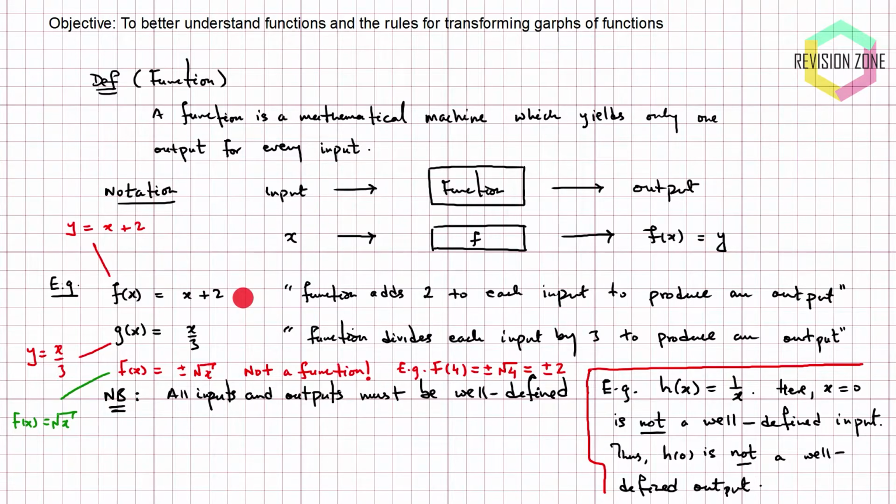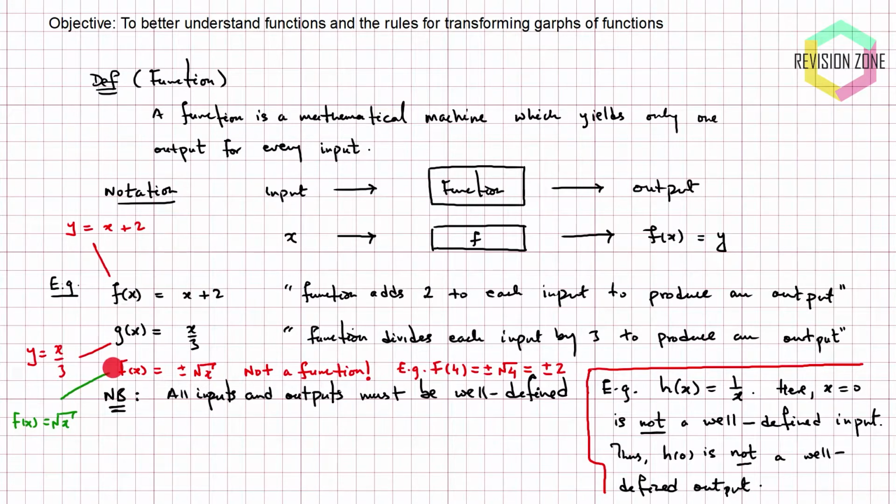Obviously, another way of writing this is just to say we have an input here and we add 2 to it and we get an output. And as we've said before, if the input is x and the output is y, this is a perfectly valid way of describing what a function would look like. So of course, here's another example. The function need not just be called f. We can give it any symbol we want. So this function is called g, and the input is x, and the output is you take the input and divide by 3. So the function divides each input by 3 to produce an output, right?